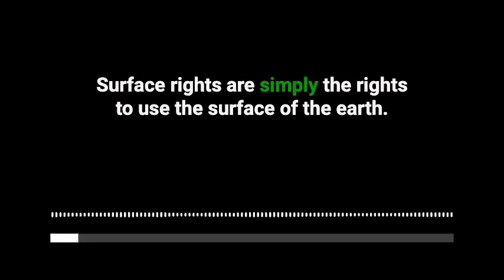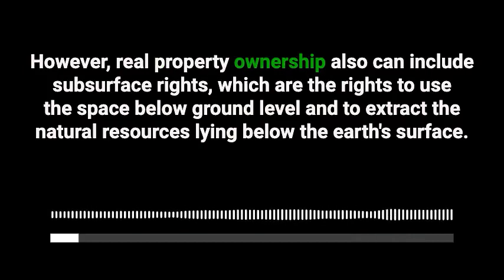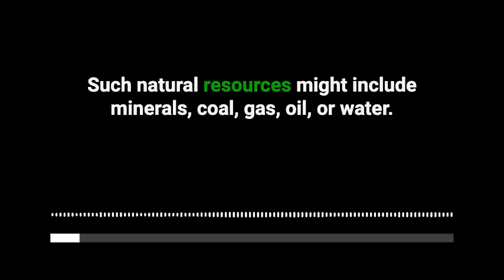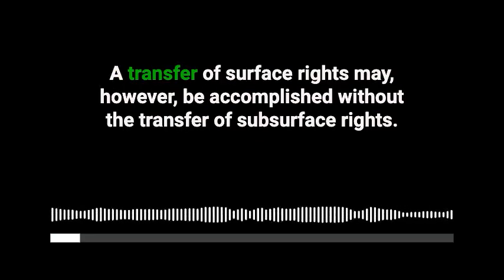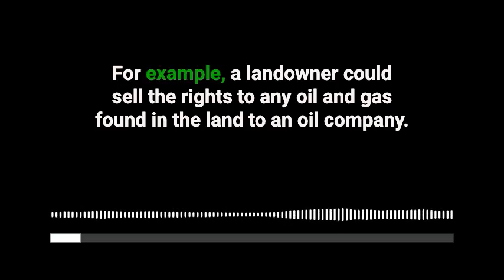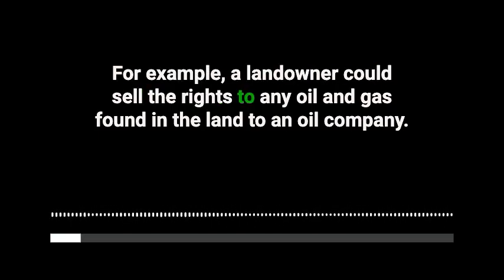Subsurface and air rights. Surface rights are simply the rights to use the surface of the earth. However, real property ownership also can include subsurface rights, which are the rights to use the space below ground level and to extract the natural resources lying below the Earth's surface. Such natural resources might include minerals, coal, gas, oil, or water. A transfer of surface rights may, however, be accomplished without the transfer of subsurface rights. For example, a landowner could sell the rights to any oil and gas found in the land to an oil company.